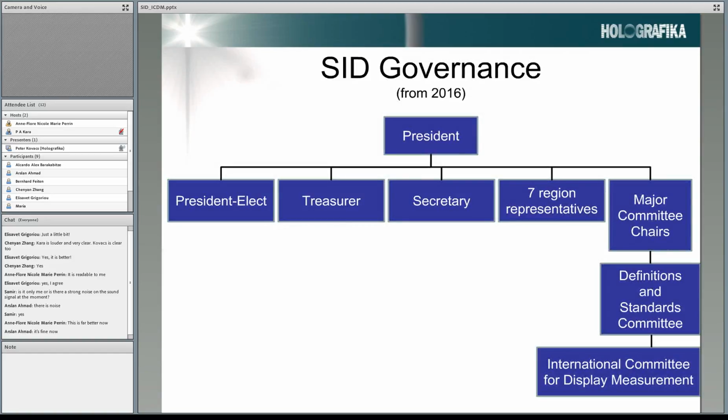Just for your information, this is where the ICDM is located in the hierarchy of the SID. This is going to be the new governance structure of SID, starting from the beginning of the new year. As you can see, part of the SID is the Definitions and Standards Committee, part of which is the International Committee for Display Measurement.